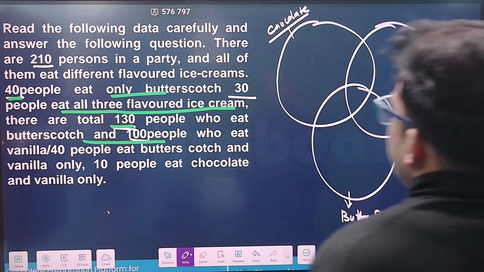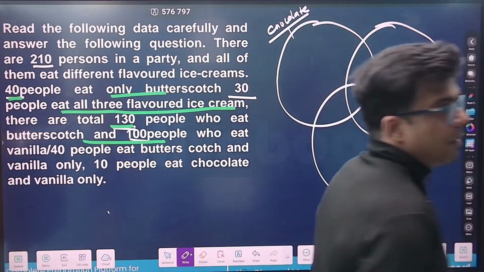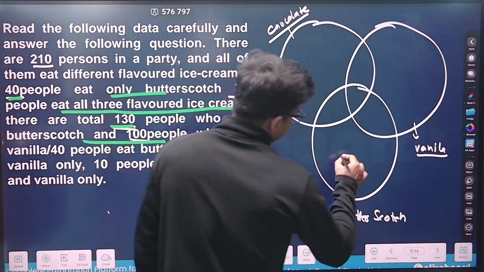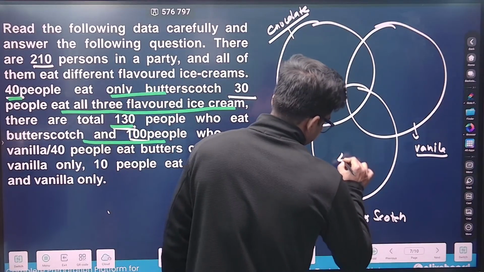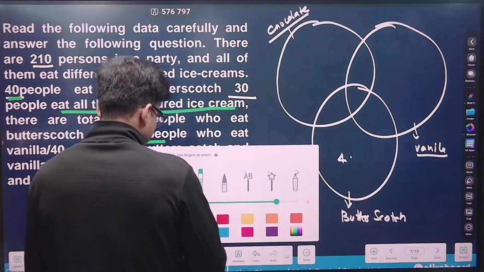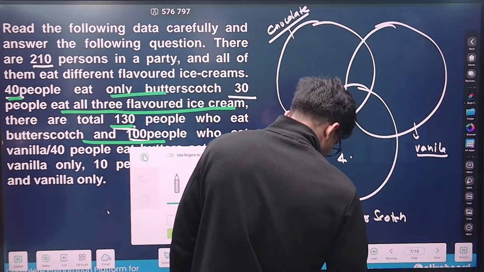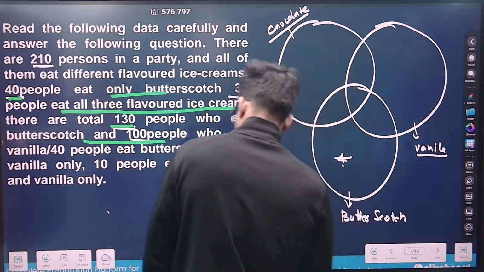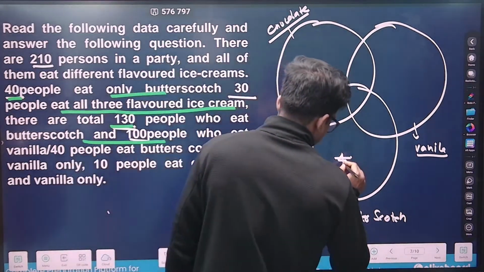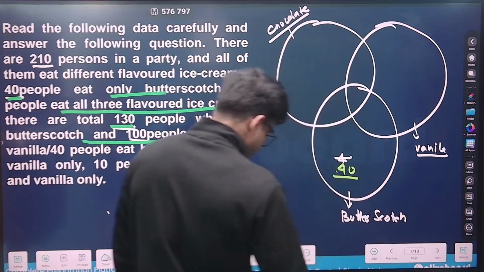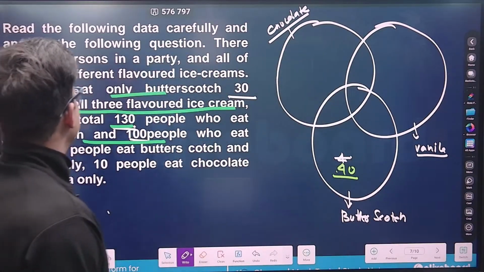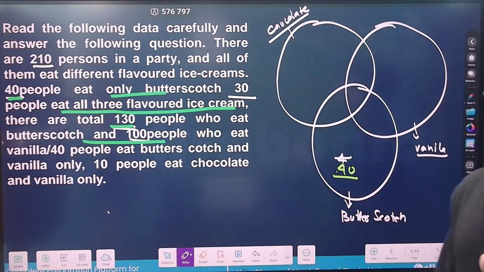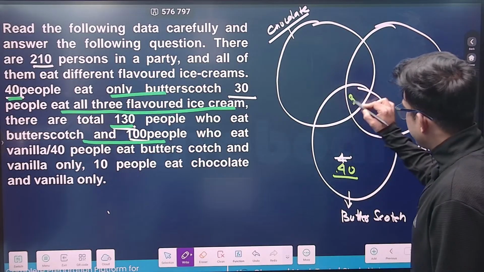Now 40 people eat only butterscotch. So 40 people are eating only butterscotch. So first of all, it's straightforward data for me that this is basically 40. Okay. Now they're saying that 30 people eat all the 3 flavored ice creams. So where is 30 now? 30 would be here. Okay.